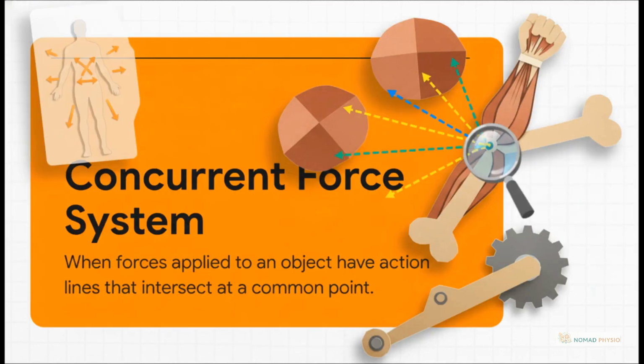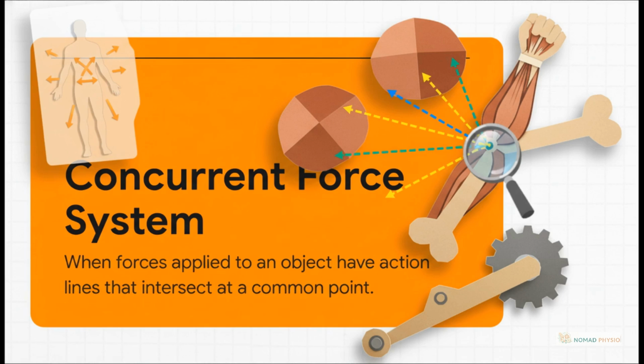The final number tells you not only who won, but by how much and in which direction. Of course, things are usually a bit more complicated than a straight tug of war, especially in the human body. We're constantly using what are called concurrent force systems. Now, imagine 2 people trying to pull a heavy box, but they're pulling from different angles. Their forces meet at a single point on the box. That's a concurrent system, and this is happening inside you all the time.